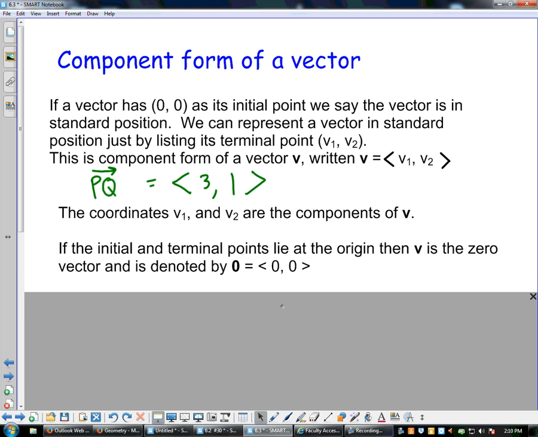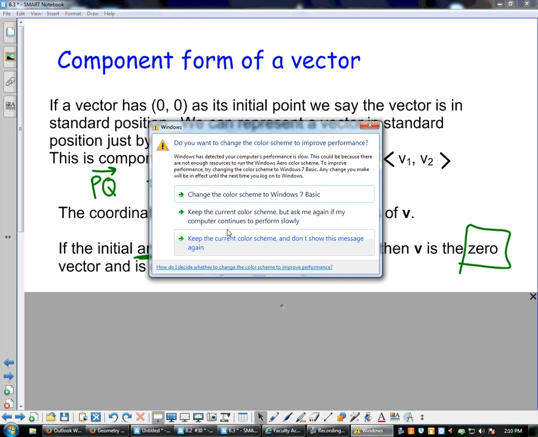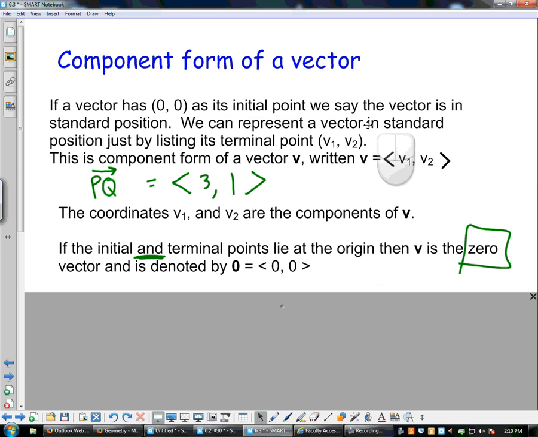All right, if the initial and the terminal points lie at the origin, then vector v is said to be the zero vector, all right? And it's denoted by a bold-faced 0, and in component form it would just be 0, 0, with vector braces. So we're talking about what's a zero vector. A zero vector is a vector whose initial and terminal points lie at the origin.